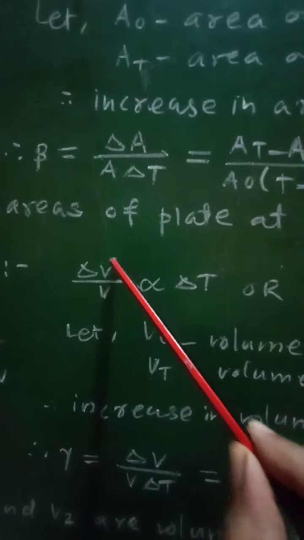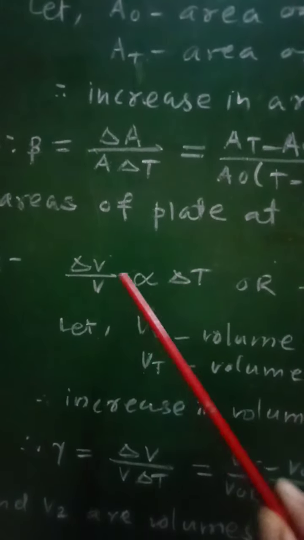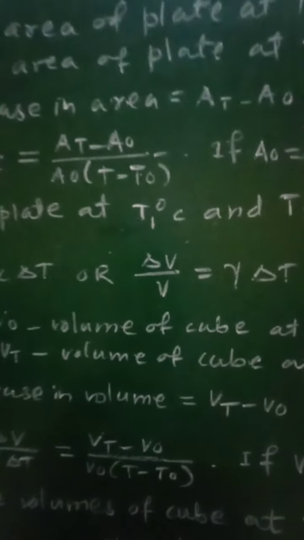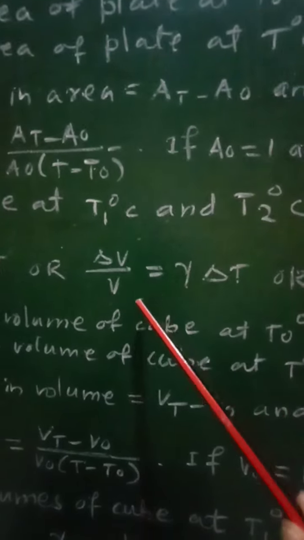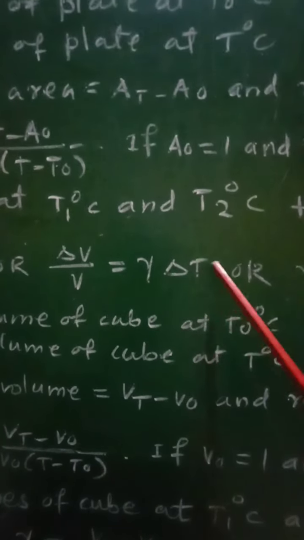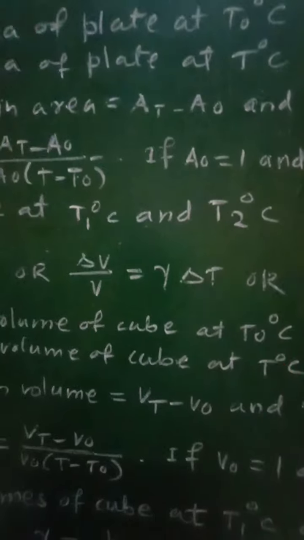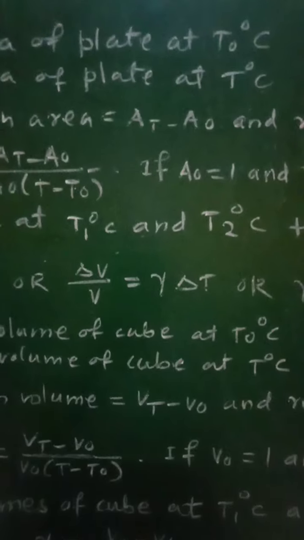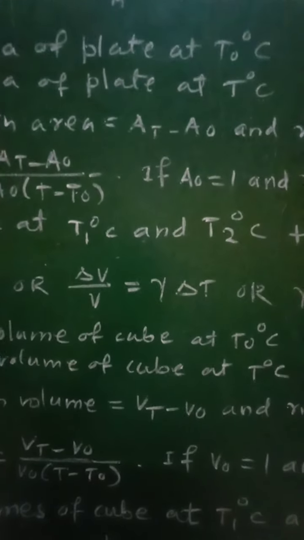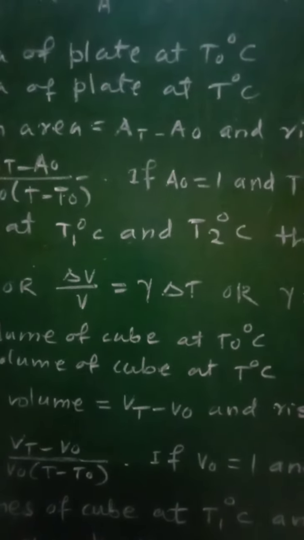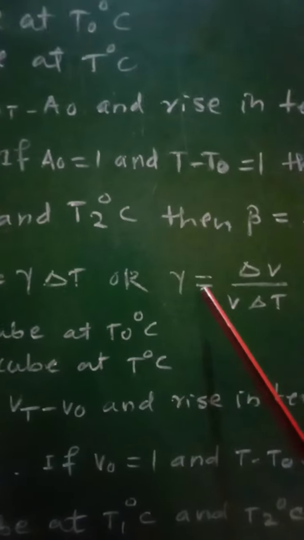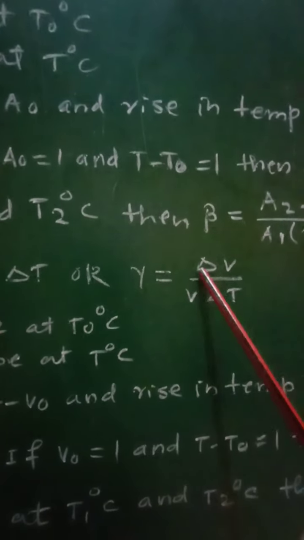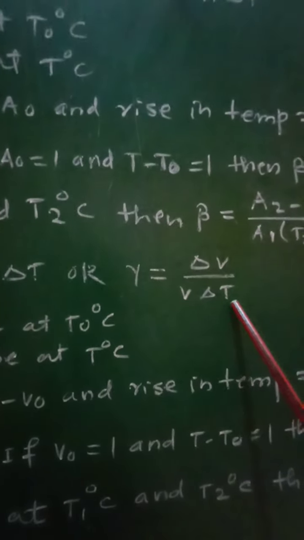So the fractional change in volume, delta V upon phi, will be proportional to delta T, or removing the proportionality sign, we can write delta V upon phi equal to gamma delta T, where this gamma is the constant of proportionality, which is called the coefficient of volume expansion, which is given as gamma equal to delta V upon phi into delta T.